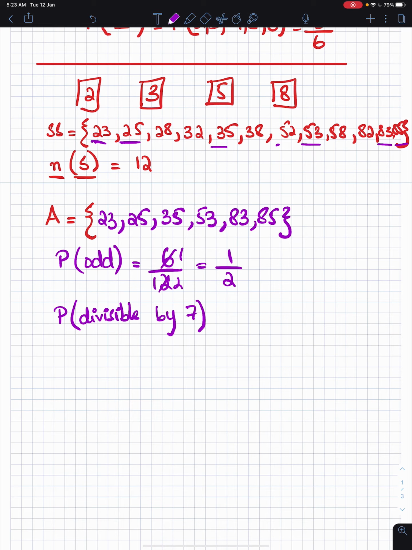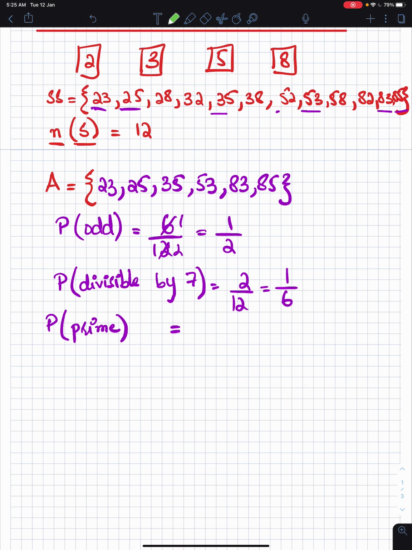Divisible by 7. For this you first need to calculate how many numbers are divisible by 7. So 23 is not, 25 is not, 28 is, 32 is not, 35 is, this is not, this is not, this is not, not this, I believe not this, not this, not this. So only two numbers. So 2 by 12, and you get 1 by 6.